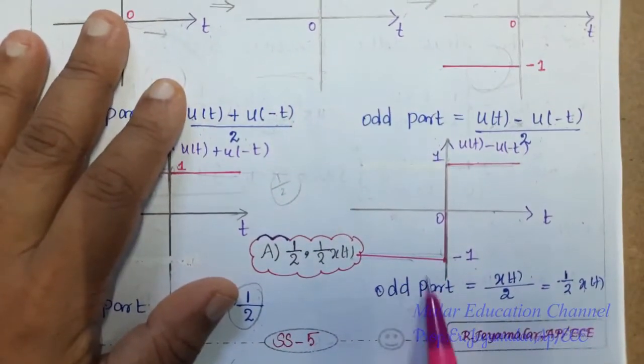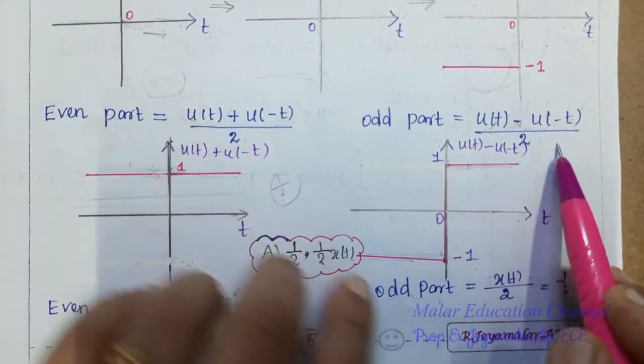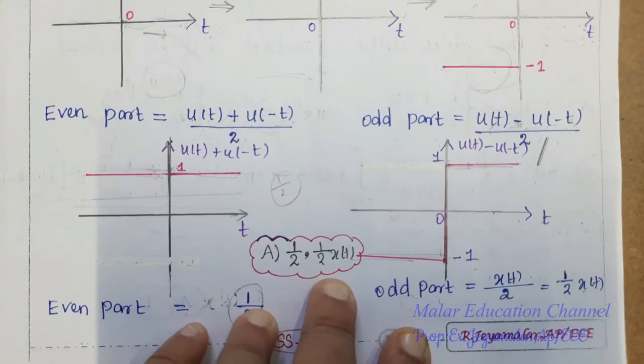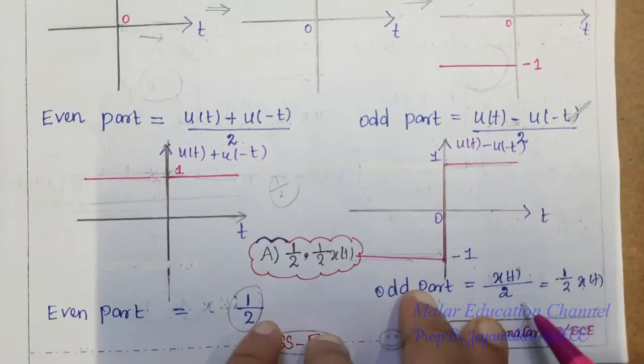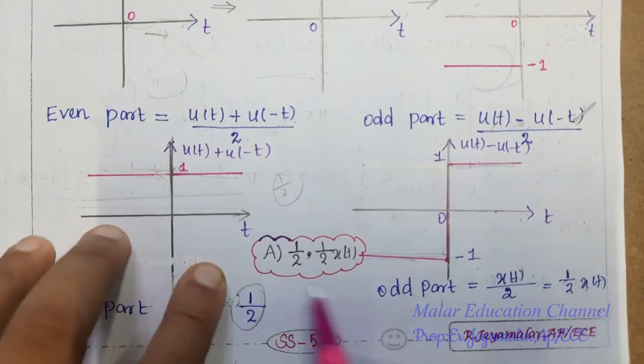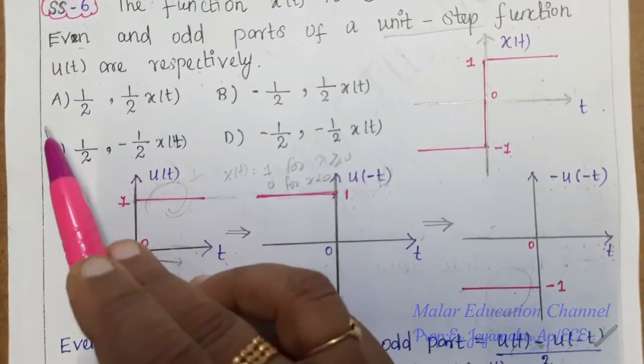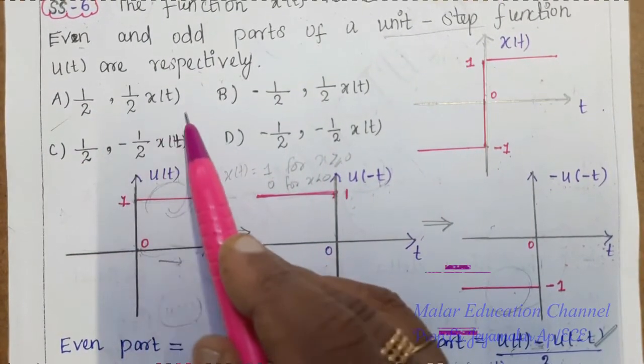This is the formula for the odd part: u of t minus u of minus t, divided by 2. So instead of writing this, refer to the diagram. This is x of t. According to the formula, divided by 2, so x of t divided by 2, that is 1 by 2 x of t. Hence the answer is, for the even part, 1 by 2, and for the odd part, 1 by 2 x of t. The correct option is option A: 1 by 2 comma 1 by 2 x of t.